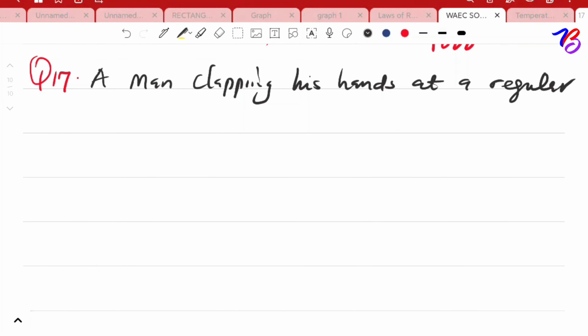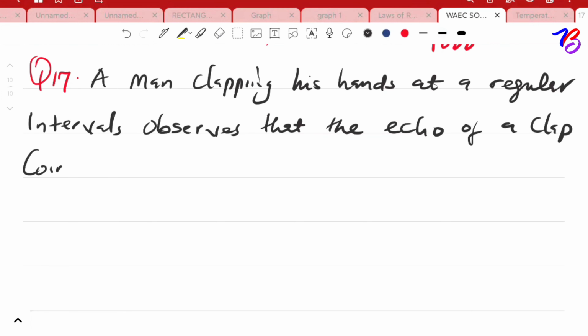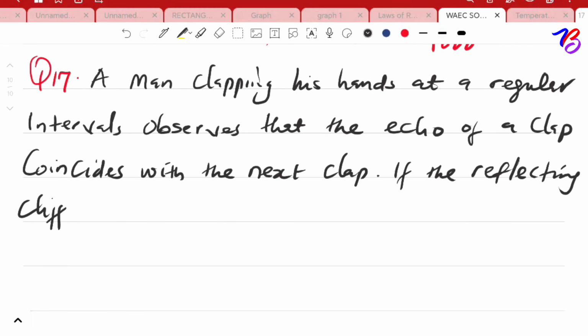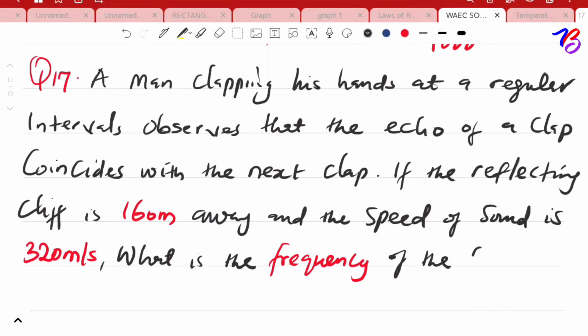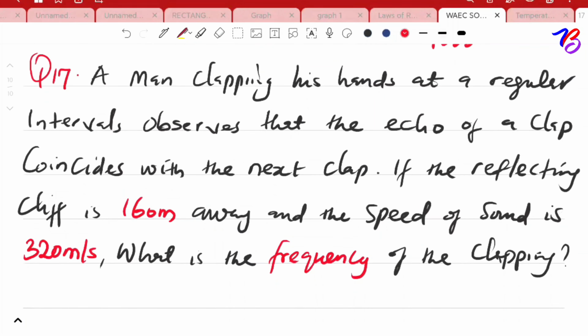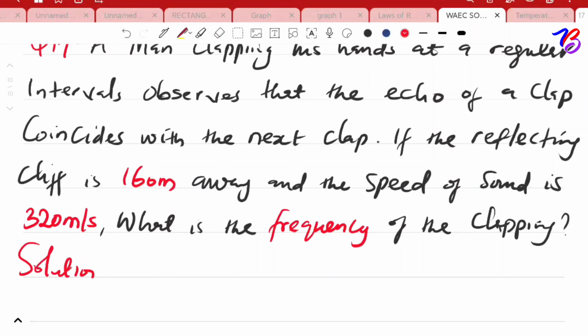A man clapping his hands at irregular intervals observes that the echo of a clap coincides with the next clap. I hope you are following. So if the reflecting cliff is 160 meters away and the speed of sound is 320 meters per second, what is the frequency of the clapping?